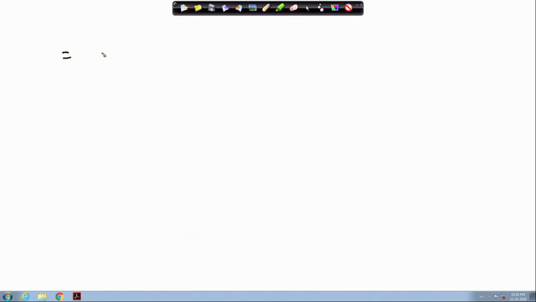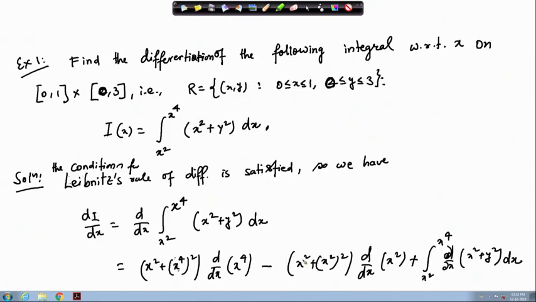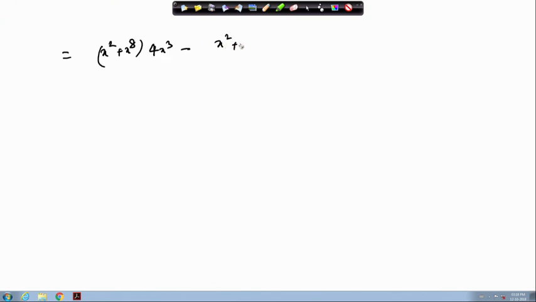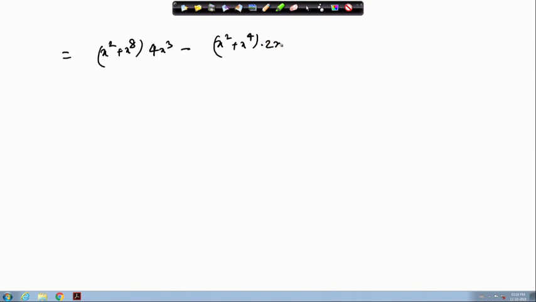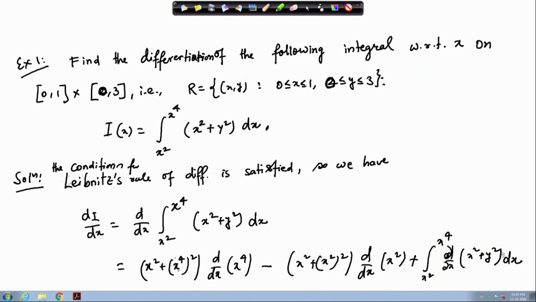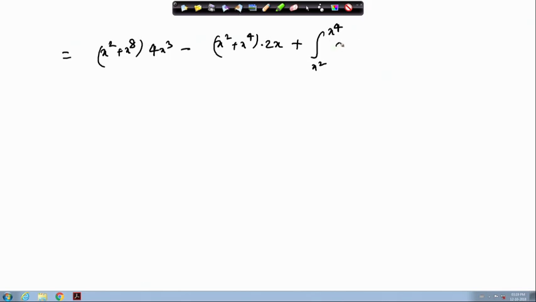And then this can be written as x square plus x to the power 8 times the differentiation of x to the power 4, which would be 4x cube, minus x square plus x to the power 4 times 2x, plus the integral from x square to x to the power 4. The derivative of the second term will be 0 and the first term is 2x, so I can write 2x dx. So this is basically x square plus x to the power 8 times 4x to the power 3 minus 2x times x square plus x to the power 4, and this one will be 2 times x square by 2, so this is basically just x square.